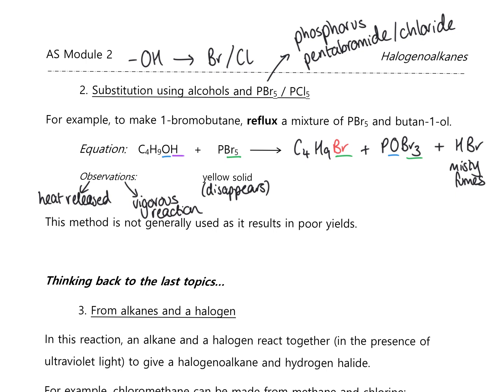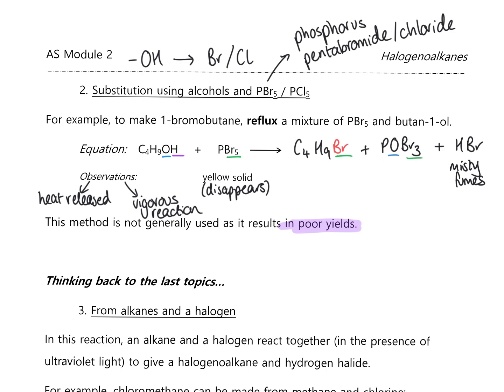So if you're ever asked to do this in a practical exam or anything, it can be quite a common one because it produces those misty fumes and fizzing, because we've got a gas being produced within a liquid. But phosphorus pentabromide and phosphorus pentachloride are toxic, so it needs to be used in a fume cupboard. You'd have to use gloves to handle it and so on. But as I say, we're going to look at this reaction again in our alcohols topic, but for now know that it is a method of preparing halogenoalkane from the corresponding alcohol. However, it is not that often used, as it results in poor yields.